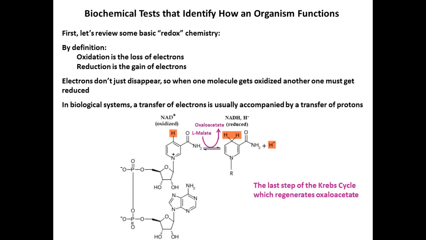So lots of times we see these plus signs. This is indicating that it lost electrons. It's positively charged. Over here, it gained those electrons and the hydrogen. So notice another hydrogen has been added, and an additional proton even came along. So this guy lost electrons, this guy gained electrons. And this is one of the major steps in the Krebs cycle.